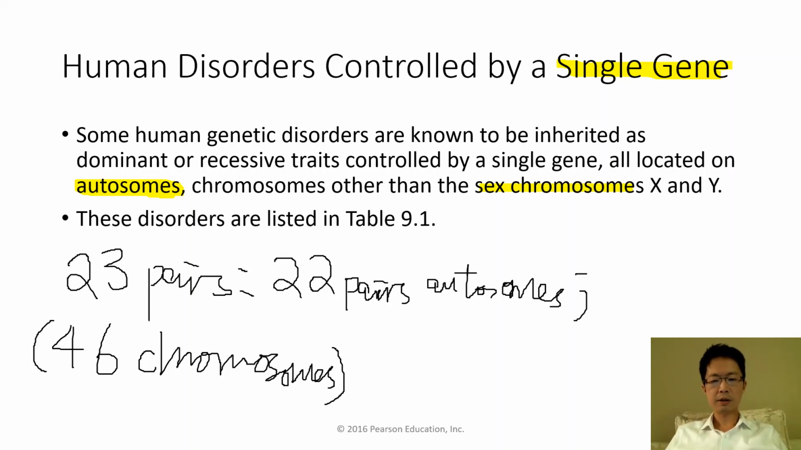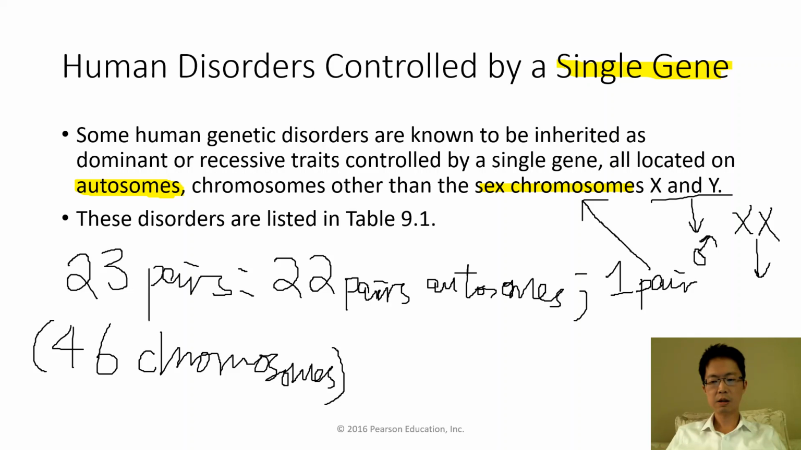And then one pair. One pair is the sex chromosomes. This one pair of sex chromosomes determines our gender. If it is X and Y, they are male. If it is X and X, then that person will be female. So yeah, that's what we meant. Autosome means that it is the body trait.